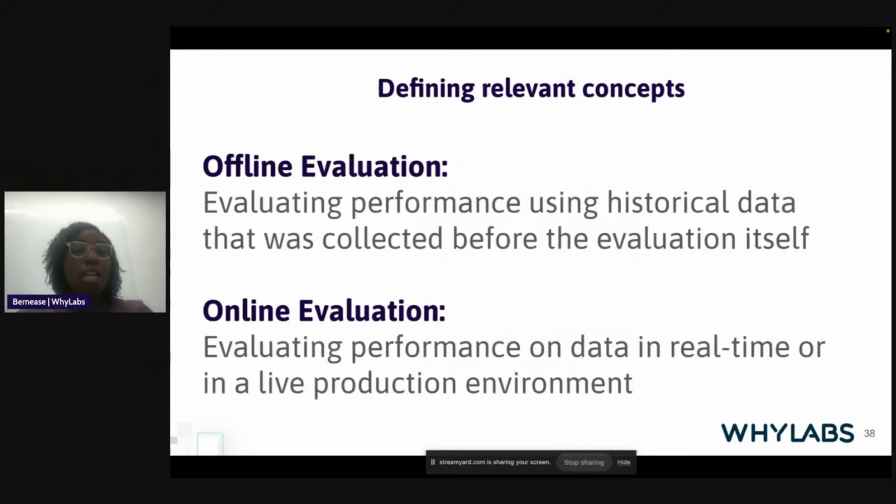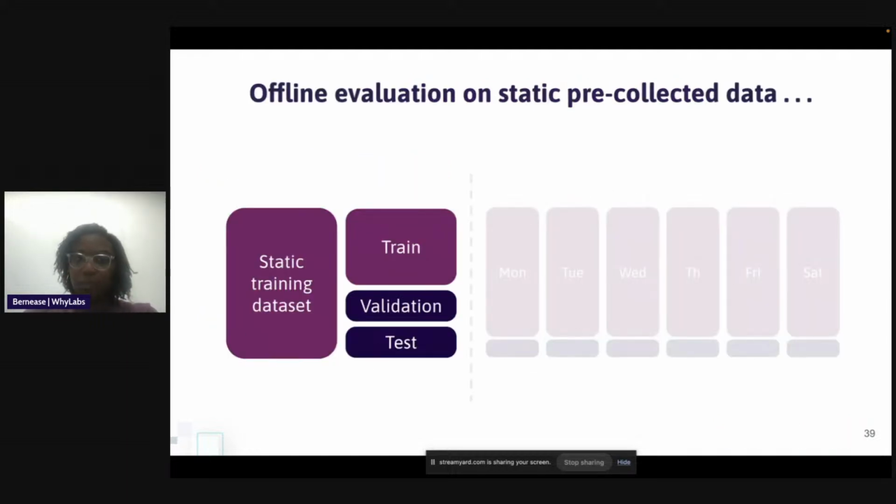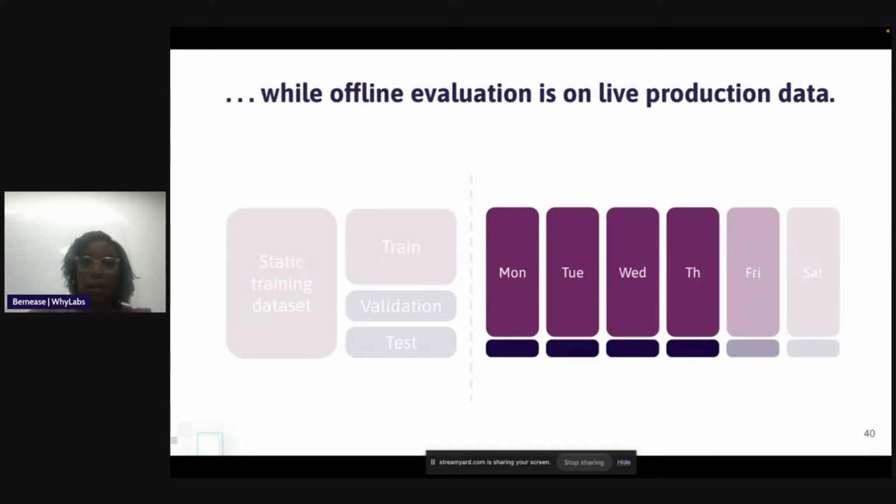Okay. Now, offline evaluation is what we're probably most likely to see, where we use some historical data that we've collected before the evaluation. So some data set we downloaded, something like this, to evaluate our model. That is in contrast to online evaluation, where we want to run this in production and test the real production environment for our task. Okay, so offline evaluation, just in picture form, we see here on the left with our static training data set, while online evaluation is with live production data.